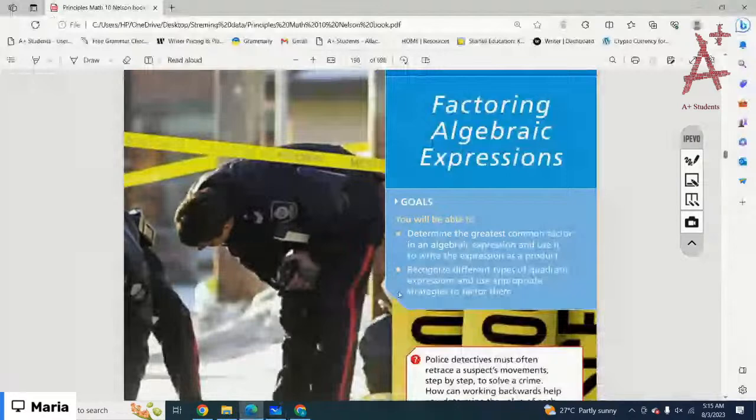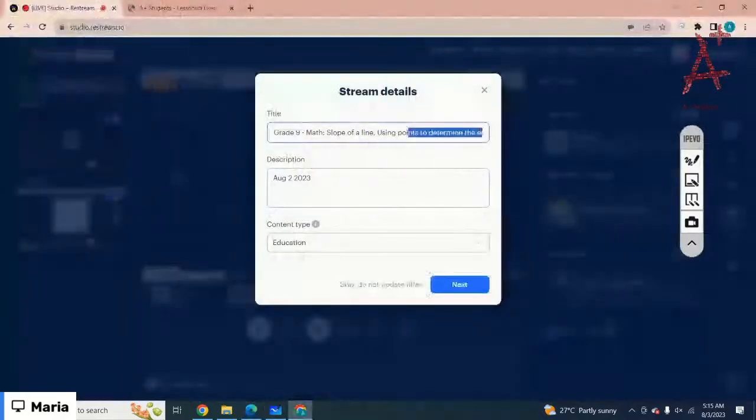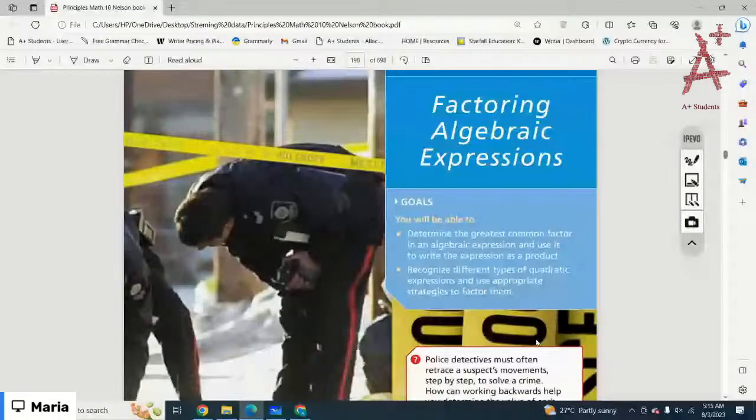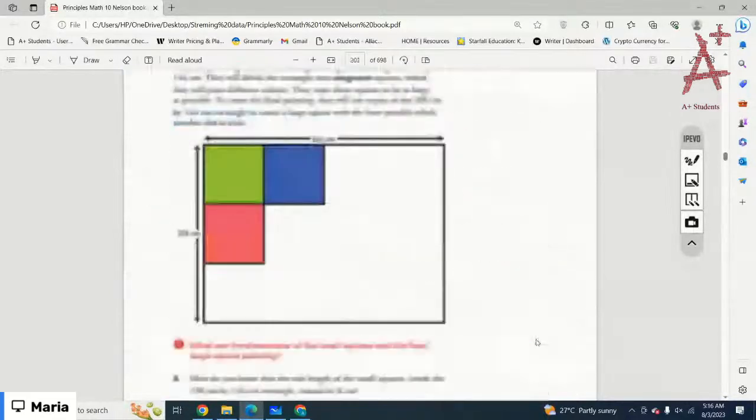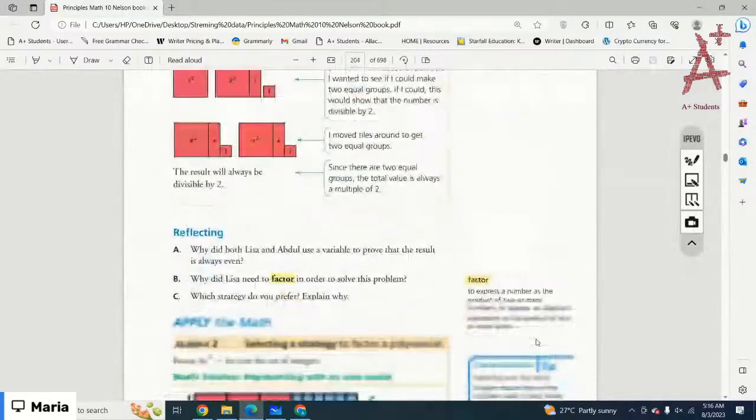So we are here for grade 10 math. We are working on the chapter factoring algebraic expressions. We were working on lesson 4.1 in the last session, so today we're going to continue the same lesson, starting from question 11.